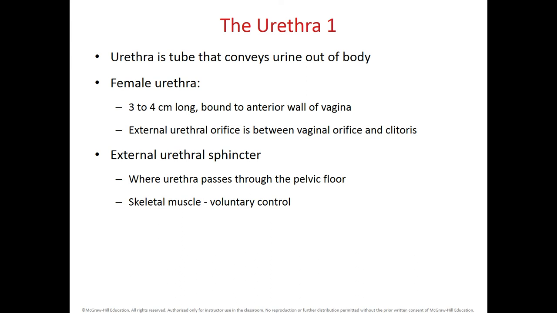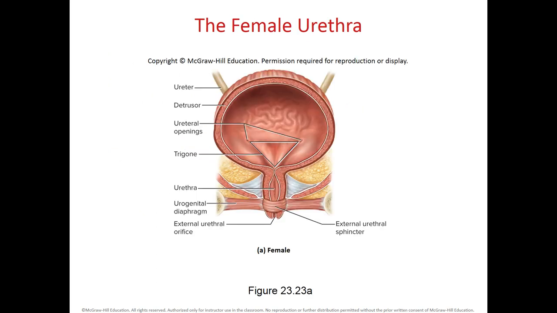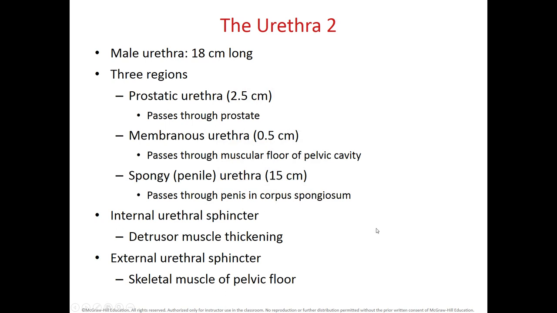Now in the males, the urethra is long, and the external urethral sphincter is located where the urethra passes through the pelvic floor, and skeletal muscle will be found here in this external urethral sphincter to control the exit of the urine. So this is the urethra in females. It's very short. And then in here we have the external urethral sphincter. In males, it's very long.